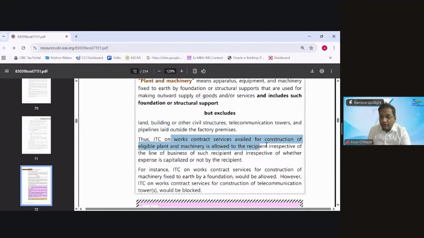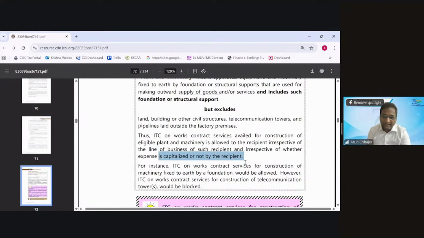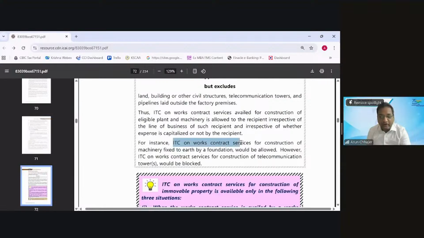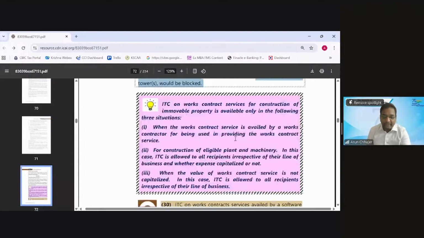Thus, ITC on works contract service availed for construction of plant and machinery is allowed to the recipient, irrespective of the line of business of the recipient and irrespective of whether the expenditure is being capitalized or not. Correct. For instance, ITC on works contract service for construction of machinery fixed to earth by foundation would be allowed. However, ITC on works contract service for construction of a telecommunication tower is not allowed.